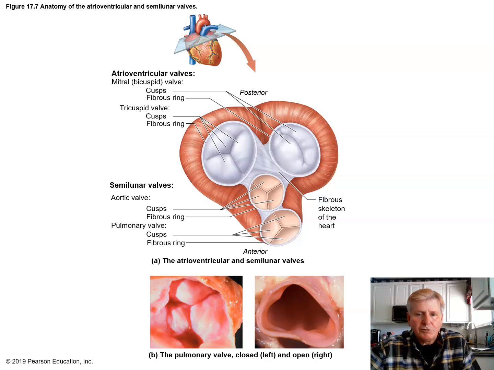And this is a view showing you the valves. You have 4 valves, 2 AV valves, a tricuspid and a bicuspid valve, and 2 semilunar valves. Notice the aortic valve is located superior to the pulmonary valve. Okay, and of course the fibrous skeleton of the heart is in juxtaposition between the AV valves on top and the semilunar valves on bottom. Okay, and the picture on the bottom shows you a closed pulmonary valve on the left and an open pulmonary valve on the right.